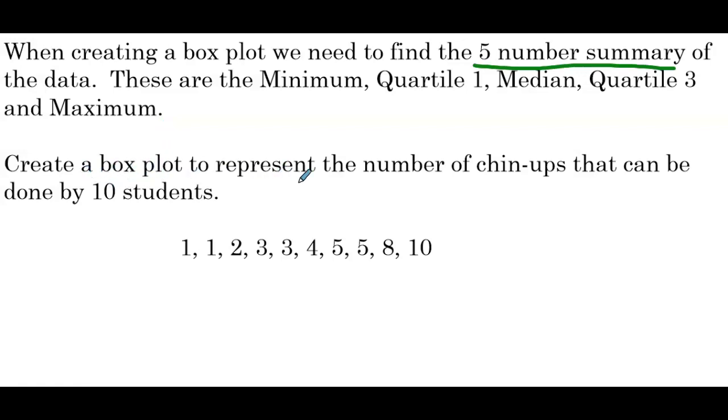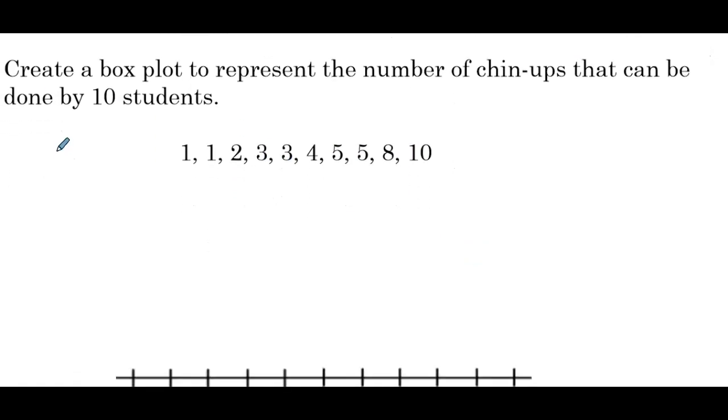So create a box plot to represent the number of chin-ups that can be done by 10 students. We're starting off nice because they've already listed it from least to greatest. So let's write out our 5-number summary. We need the min, the max, the median, quartile 1 and quartile 3. I could have written those in order as well, but the min and max are easy to find. The minimum is 1. The max is 10.